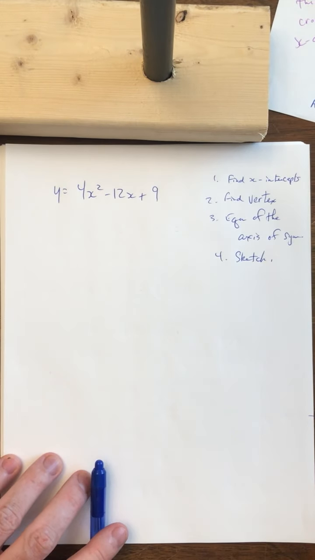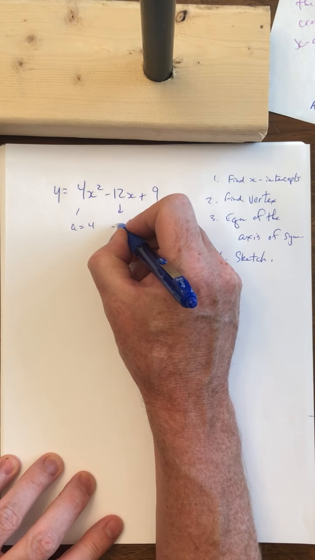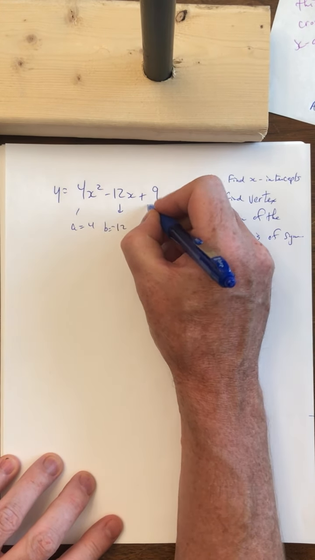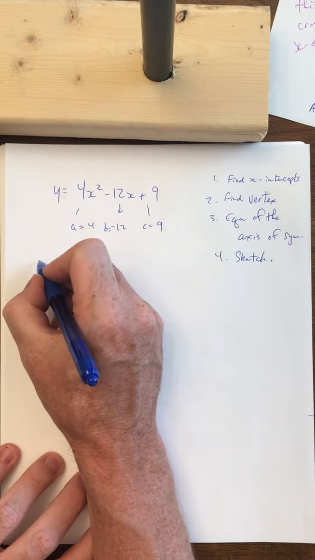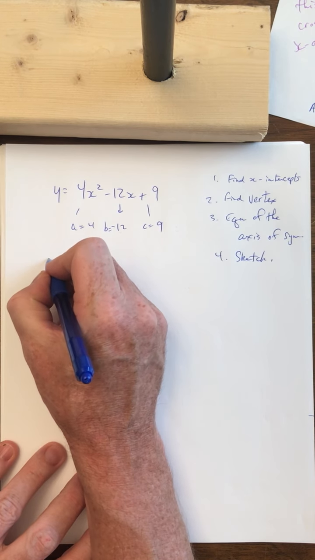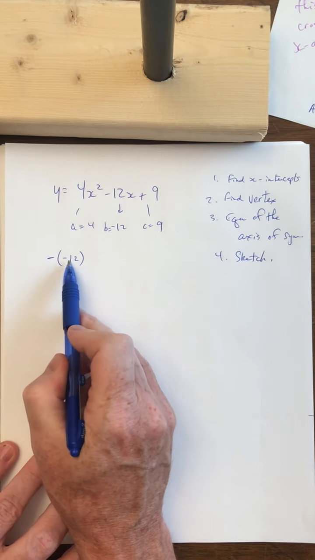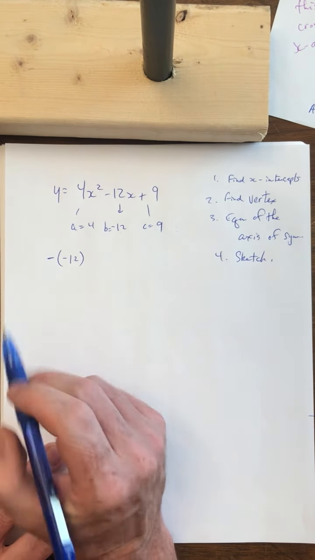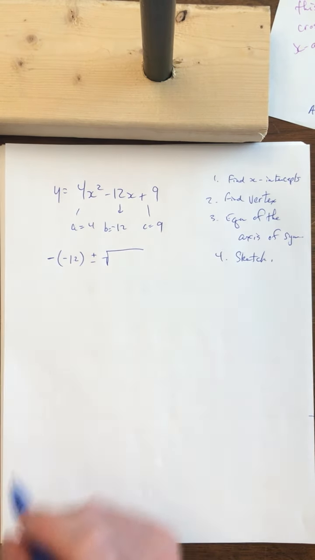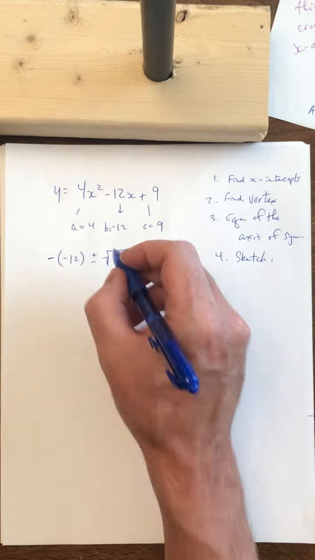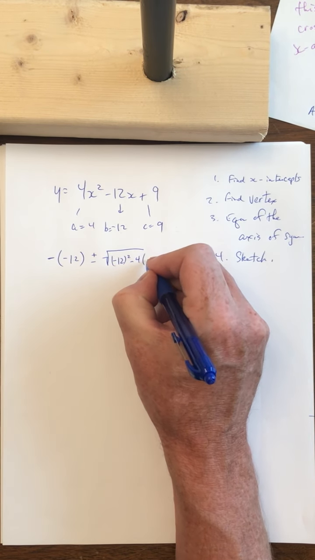All right, so first of all here, I can see that my a is equal to 4, my b value is equal to negative 12, and my c value is equal to plus 9. Let's put that into our formula. So we have minus b. So minus, and b here is minus 12, so subbing in minus 12 for the b. Plus or minus, we have our b squared minus 4ac, so negative 12 squared minus 4.